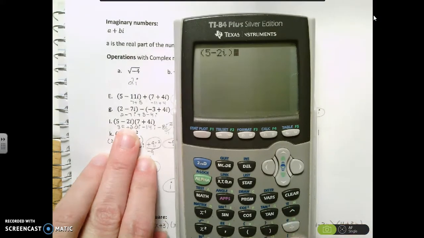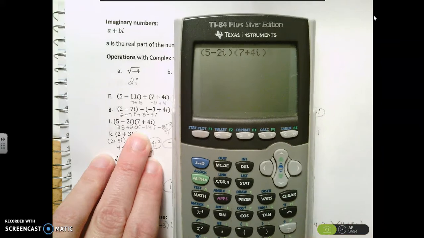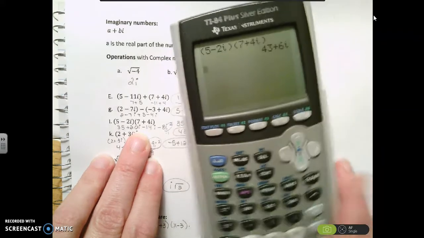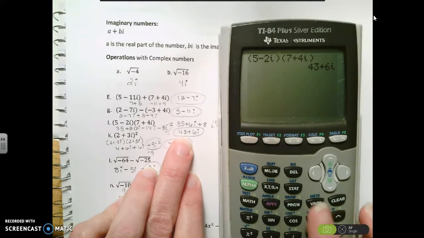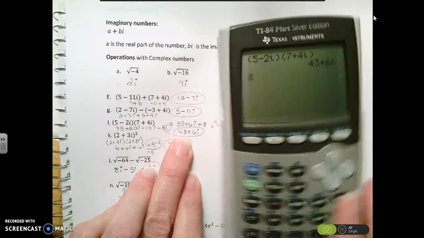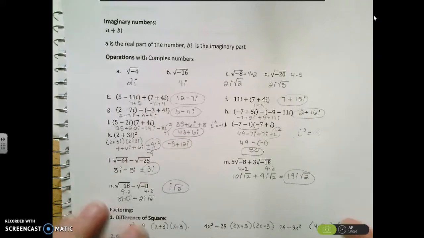And then I can do 7 plus 4i. And if I press enter, notice that I get 43 plus 6i, which is exactly what I got here. So you can use your calculator, you can change your calculator's mode to complex numbers or imaginary numbers, and that'll help you out some.